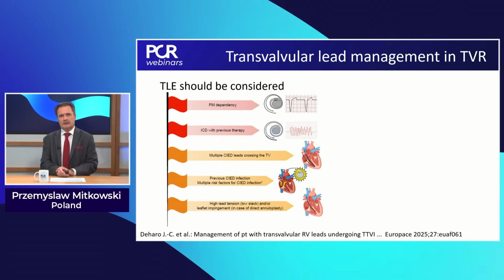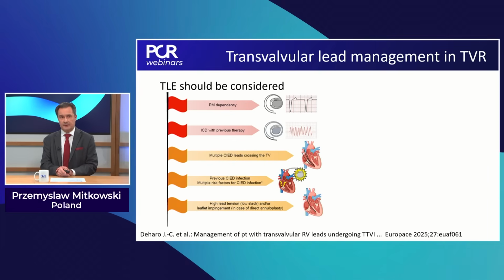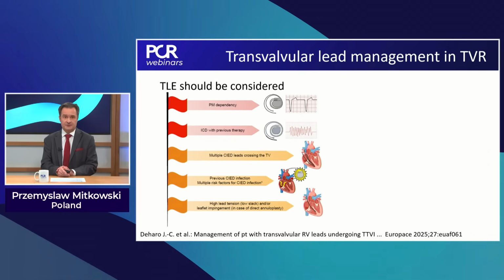There are also other clinical conditions in which transcutaneous lead extraction should be considered. First, patient dependency, because in any case of lead dysfunction, the patient could die. Also, ICD with previous therapy, as malfunction of the lead could lead to inappropriate shocks or insufficient shock to terminate arrhythmia. But also, when we have multiple leads crossing the tricuspid valve, sometimes we have a loop. So we have an atrial lead which crosses the tricuspid valve and could also produce tricuspid regurgitation.